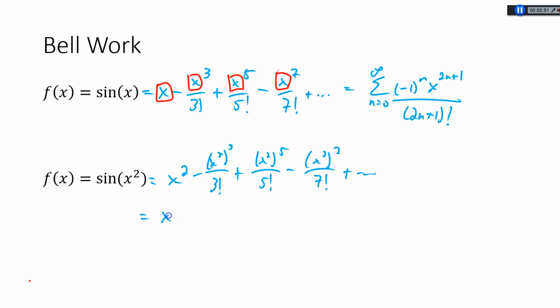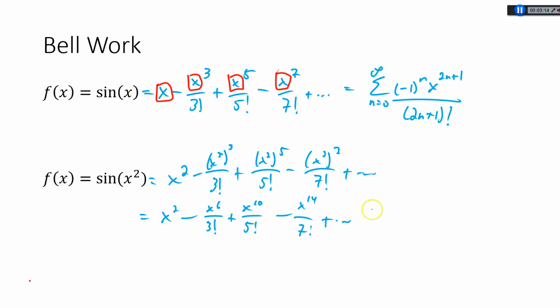Could rewrite that as x squared minus x to the 6th over 3 factorial, and then it looks like it would be plus x to the 10th over 5 factorial, and then minus x to the 14th over 7 factorial. So it looks like we're going up by 4 in those powers every time, which makes sense because we're doing odd powers, and then we're multiplying them each by 2.